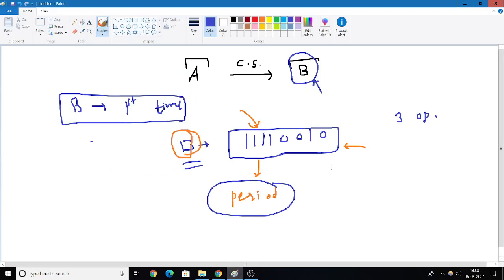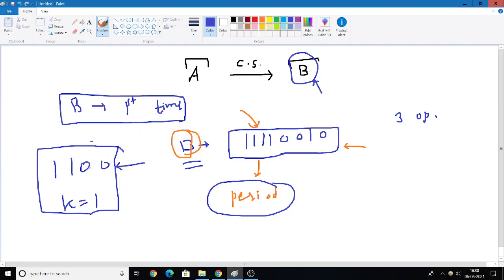Like suppose you have a string 1100, and let's say k is 1. What would be the answer for this test case? The question says how many cyclic shift operations we need to do to see the maximum of this string for the first time. The answer is 0, because it's already maximized. We want to see it maximized for the first time, but the number of operations that we need to do is 0, because it's already maximized.